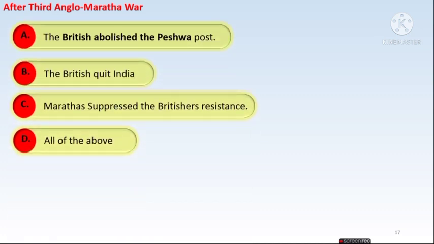The next question is, after the Third Anglo-Maratha War, the British abolished the Peshwa post; the British quit India; Marathas suppressed the Britishers' resistance; or all of the above. See, after the Third Anglo-Maratha War, the British abolished the Peshwa post. It is the right answer. The British didn't quit India, and Marathas suppressing the Britishers' resistance is false. It means the Britishers suppressed the Marathas' resistance. The reverse is correct. Therefore, only option A is the right answer.